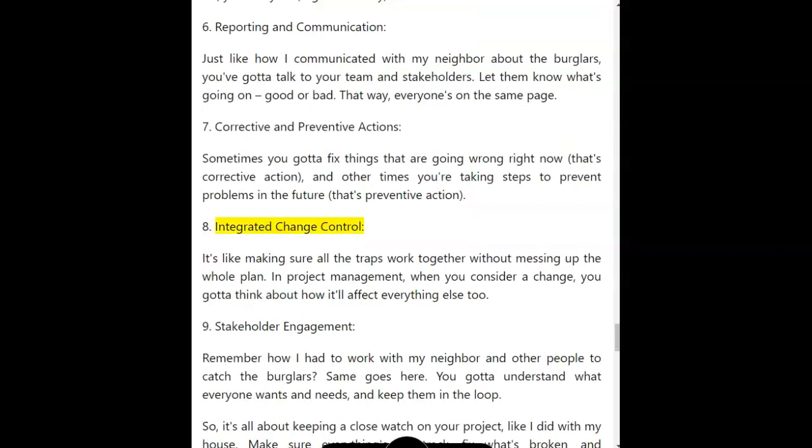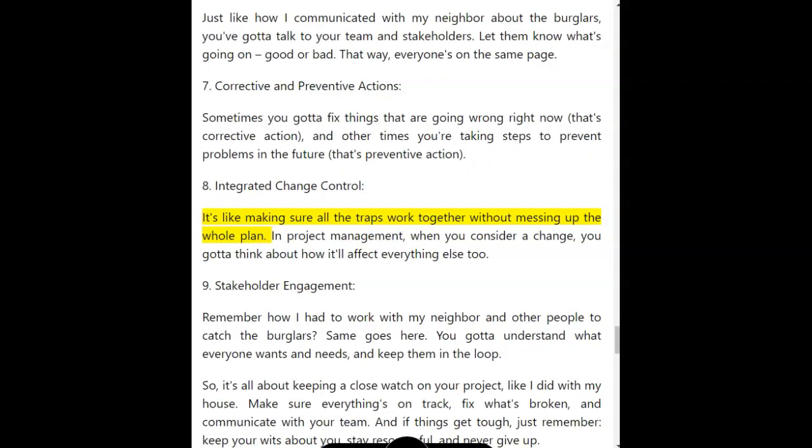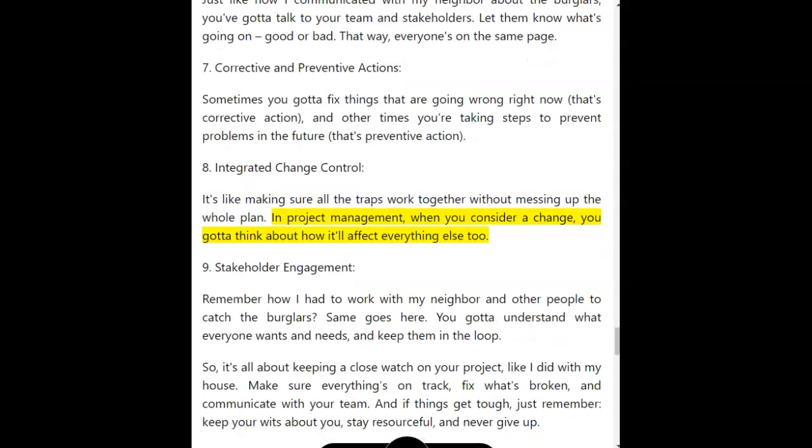8. Integrated change control. It's like making sure all the traps work together without messing up the whole plan. In project management, when you consider a change, you've got to think about how it'll affect everything else too.